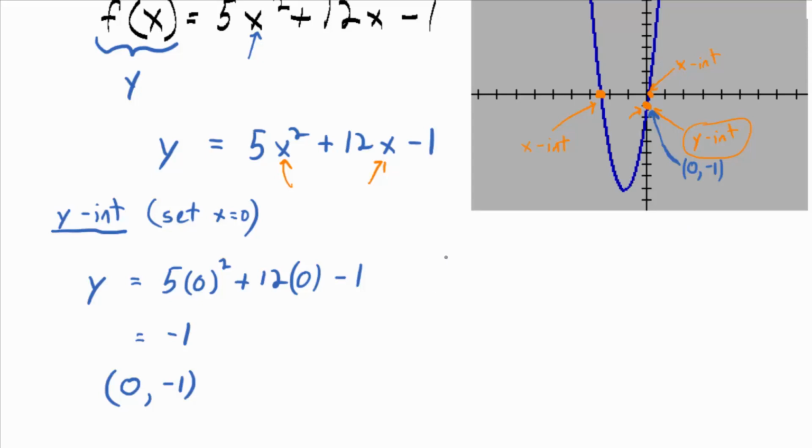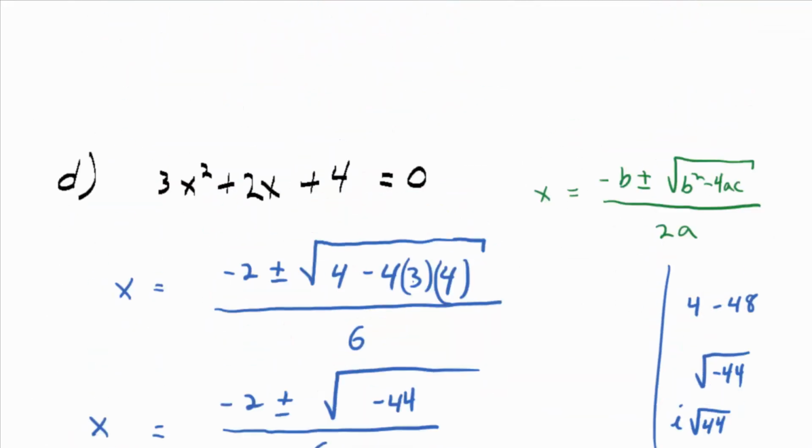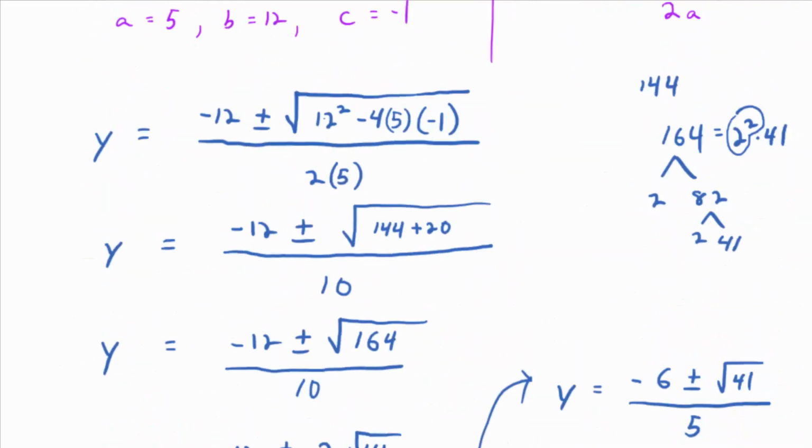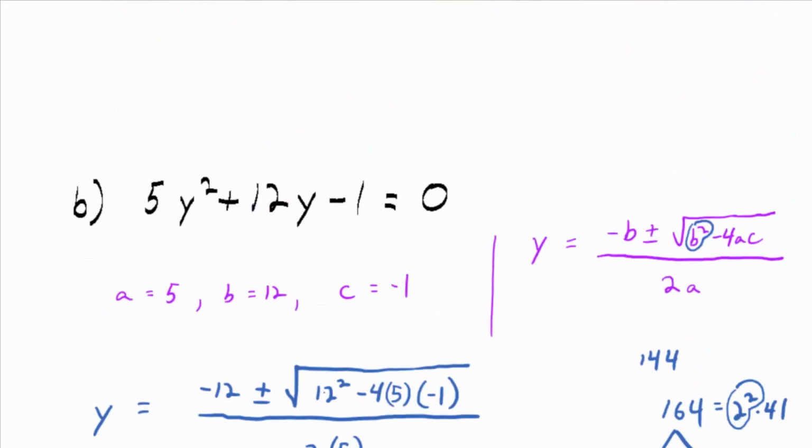The x-intercept, not quite as easy. So the x-intercept, what do you set equal to 0 to find the x-intercept, or intercepts in this case? You set y equal to 0. And you end up solving a problem that we already solved, I think. 0 is equal to 5x squared plus 12x minus 1. I think we solved it earlier, but we called it y instead of x. Yeah, there it is. See it?